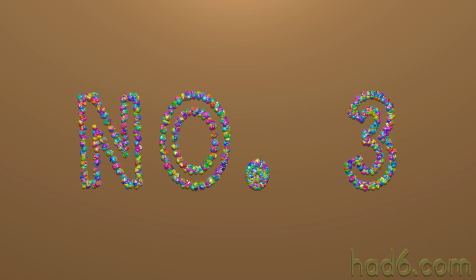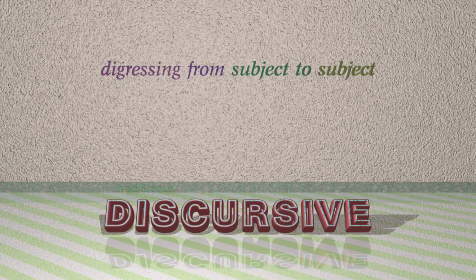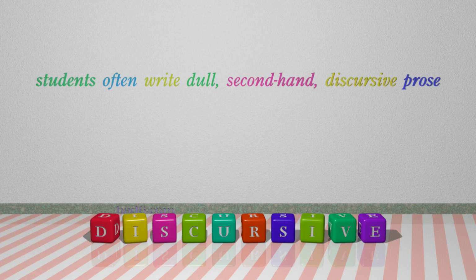Number 3. Discursive, which means digressing from subject to subject. For example, students often write dull, second-hand, discursive prose.